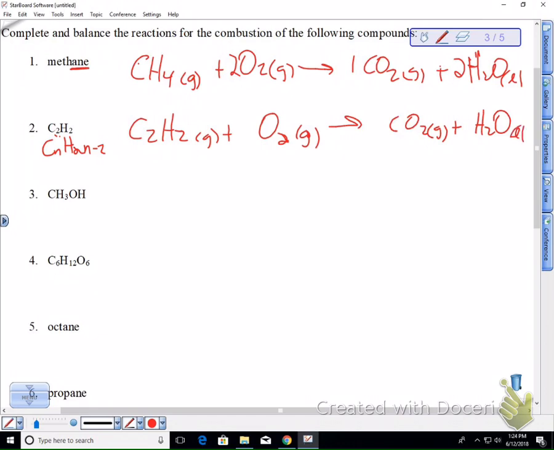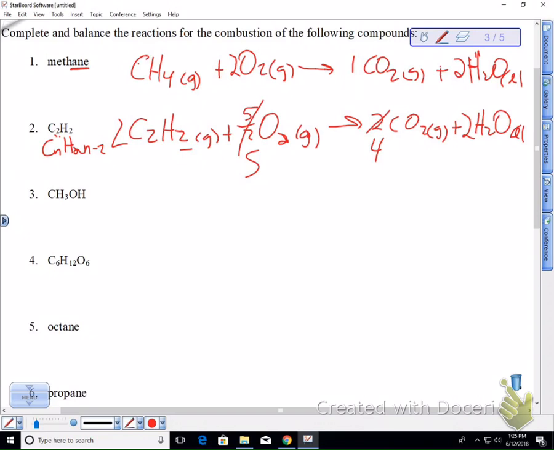And balancing this, 2 in front of CO2, half of that in front of water. We've got 4 plus 1, 5 hydrogens. So we're going to have to multiply the oxygen times 5 halves. And now you can multiply everything by 2 and get 2, 5, 4, and 2.